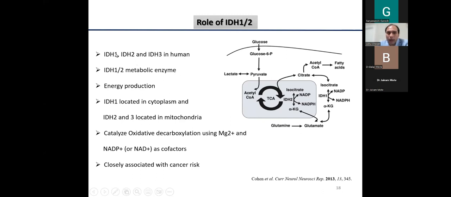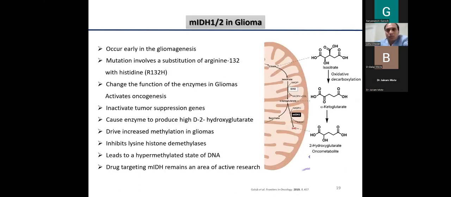This IDH enzyme participates in an oxidative decarboxylative reaction to generate energy in the brain. And these IDH enzymes are closely associated with cancer risk. How they are associated with cancer risk, I will tell here. I am not going into the theoretical part, just simply I will explain it here.